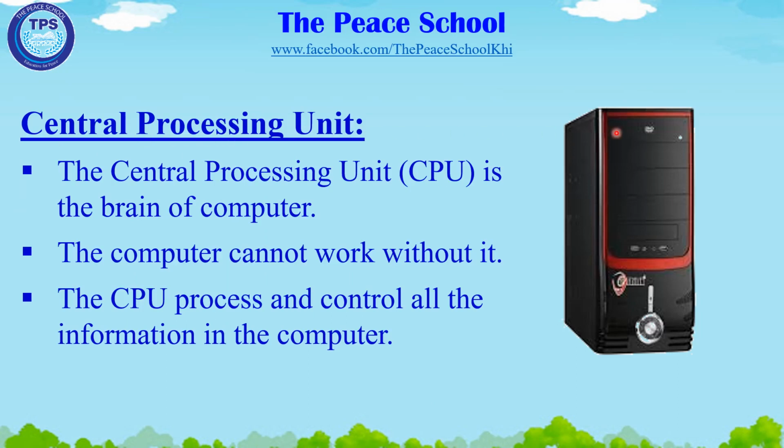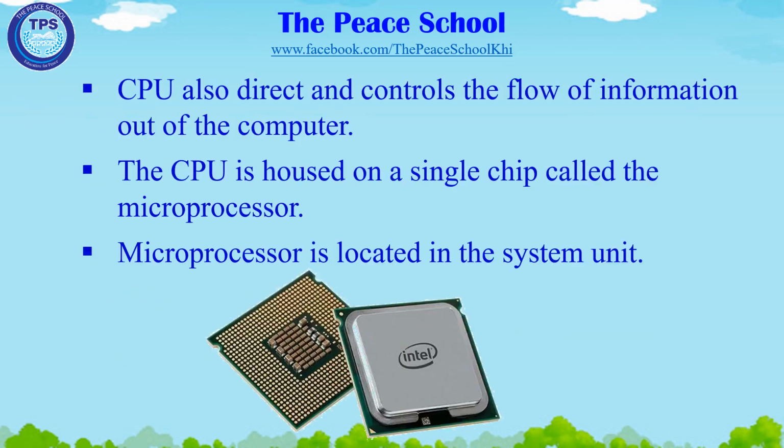Central processing unit. The central processing unit, or CPU, is the brain of the computer. The computer cannot work without it. The CPU processes and controls all the information in the computer. The CPU also directs and controls the flow of information out of the computer.